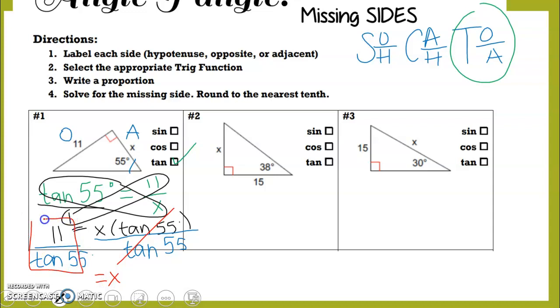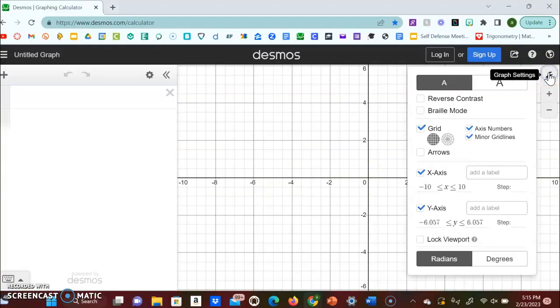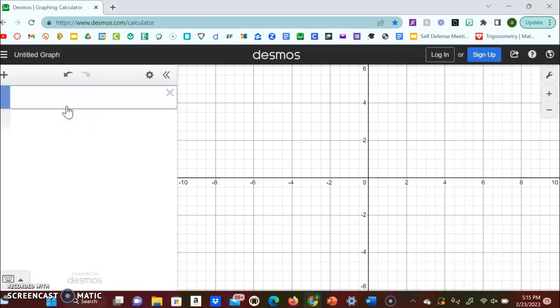This is what you are going to plug into Desmos. 11 divided by tangent of 55. And make sure that your calculator is in degrees mode. As a reminder, you'll click this little wrench here and select degrees before you get started. And we are dividing, so I'm going to type in 11 slash tangent 55, and my answer is 7.7.